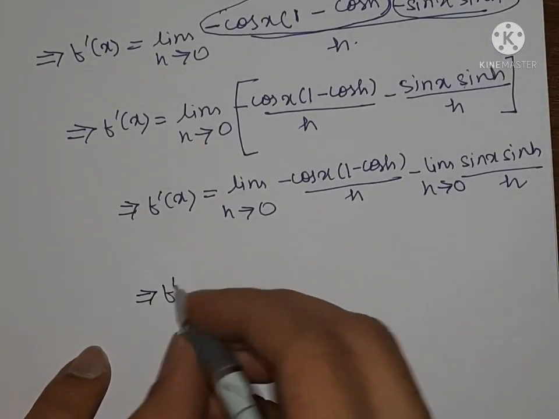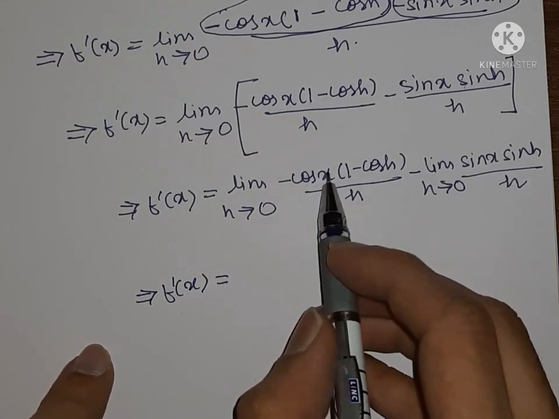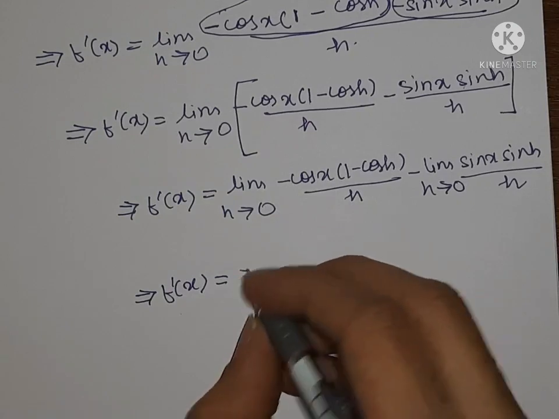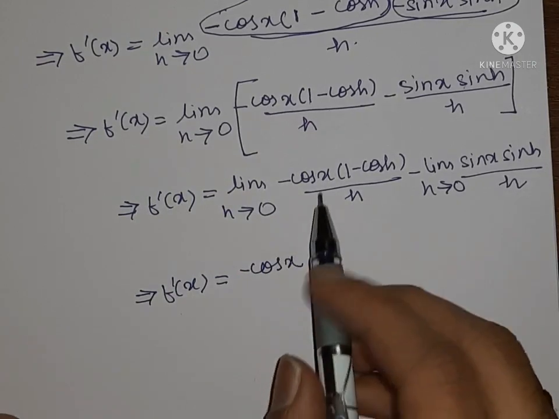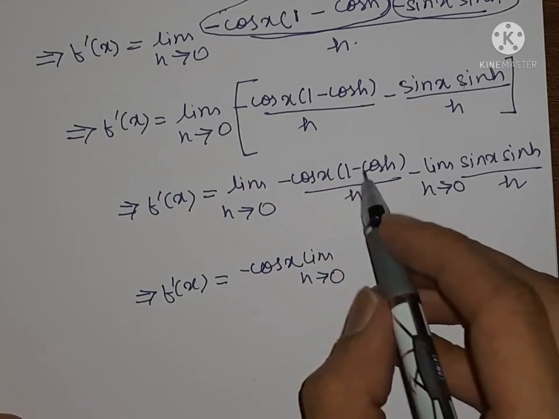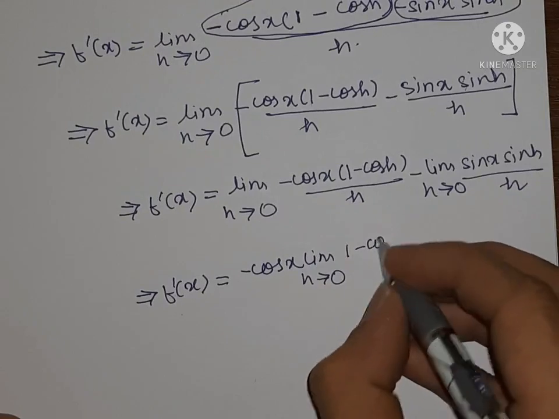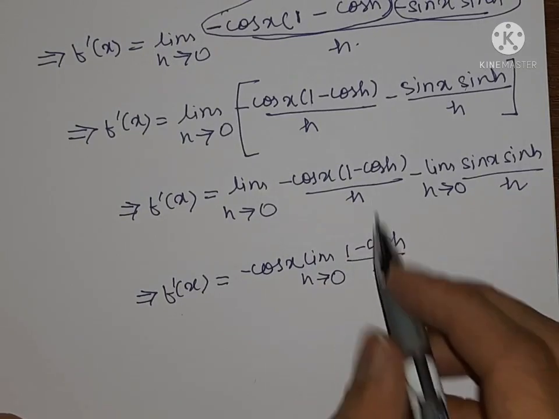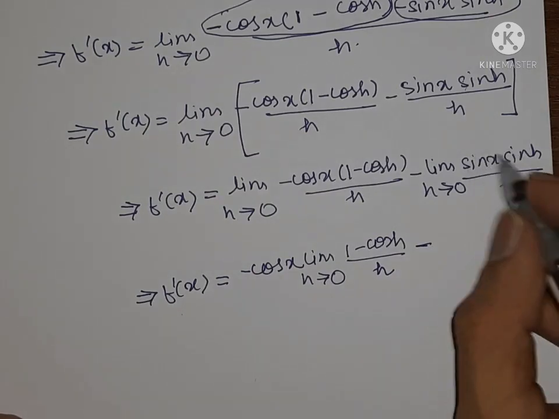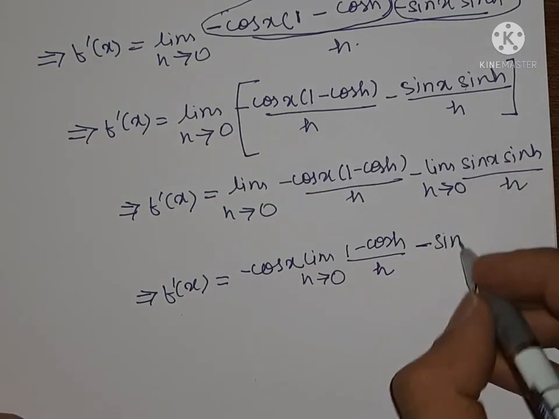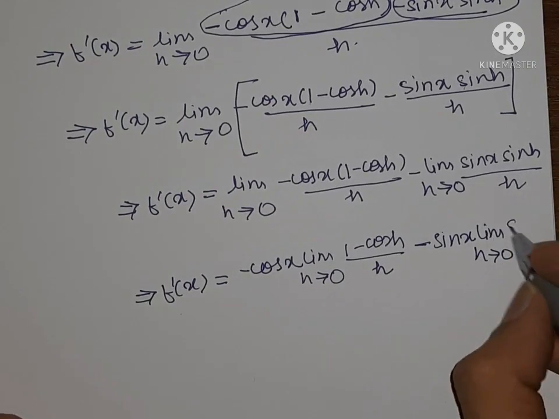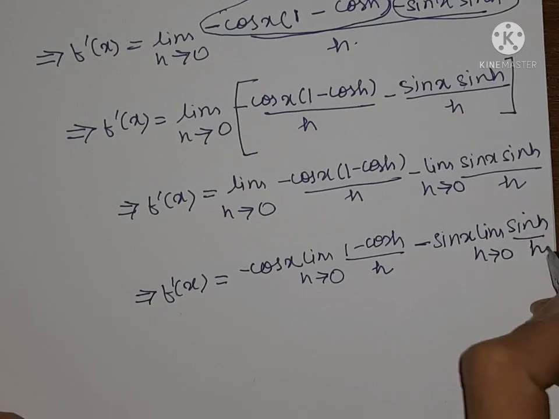So this will imply f prime of x is equal to, now minus cos x is constant with respect to h, right? So what will happen? Minus cos x, and limit h tends to 0 of what will remain? 1 minus cos h divided by h, right? Then minus, this is also constant, sin x with respect to h. Sin x will come out of the limit, and limit h tends to 0, sin h divided by h.